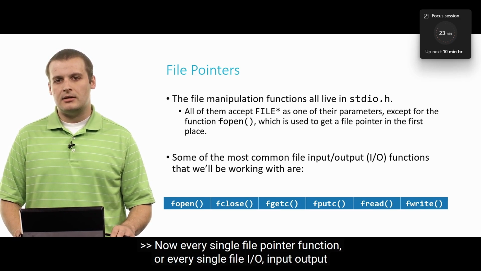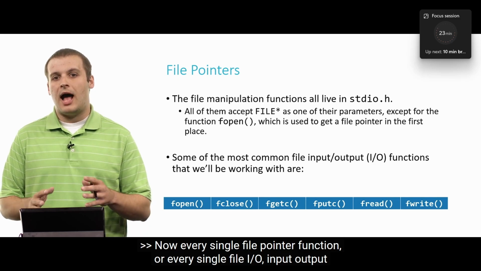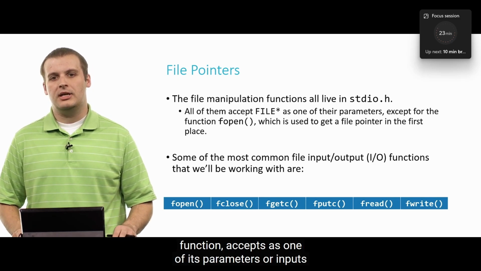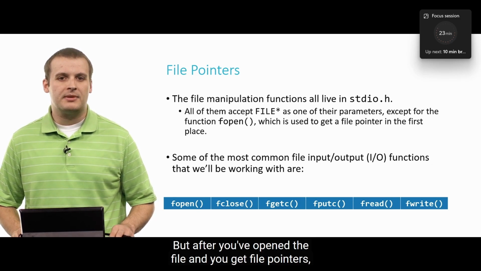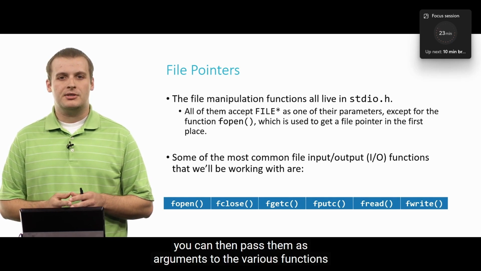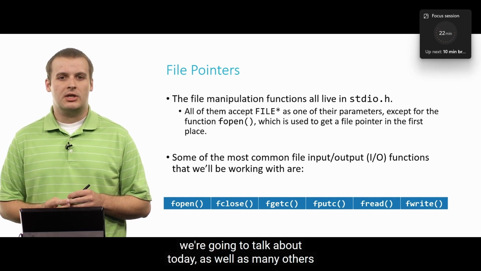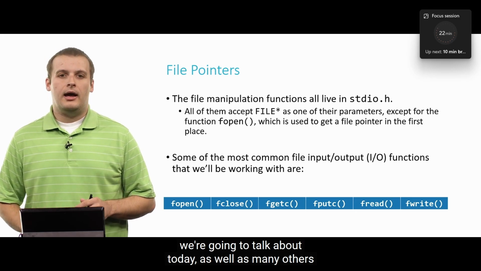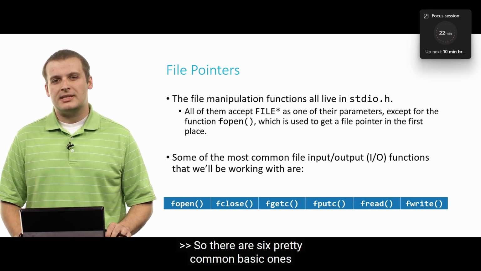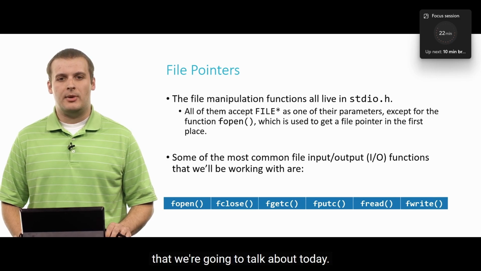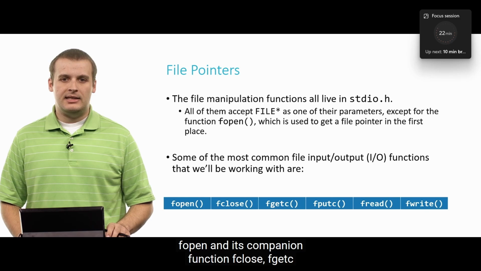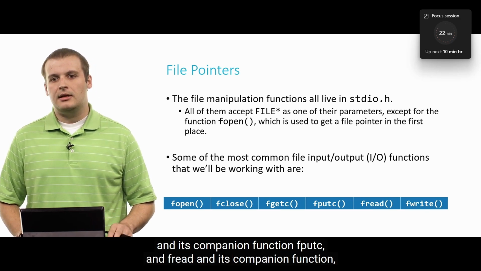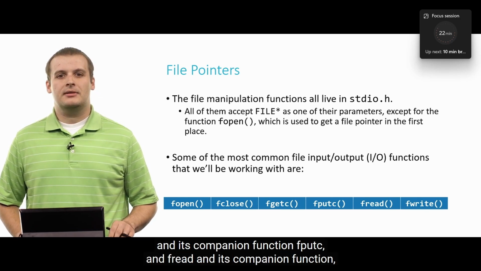Now, every single file I/O, input-output function accepts as one of its parameters or inputs a file pointer, except for one, fopen, which is what you use to get a file pointer in the first place. But after you've opened a file and you get file pointers, you can then pass them as arguments to the various functions we're going to talk about today, as well as many others, so that you can work with files. So there are 6 pretty common basic ones that we're going to talk about today: fopen and its companion function fclose, fgetc and its companion function fputc, and fread and its companion function fwrite.